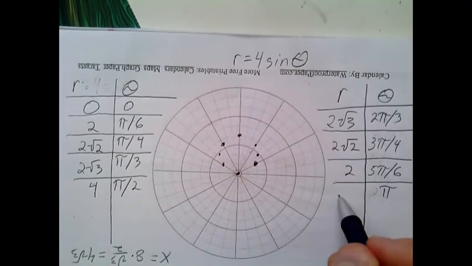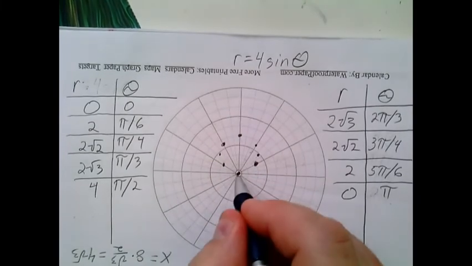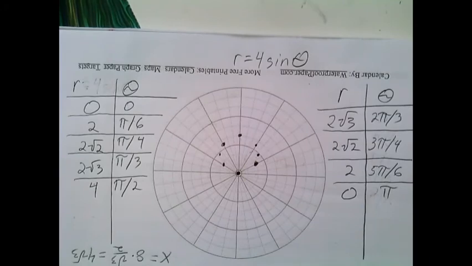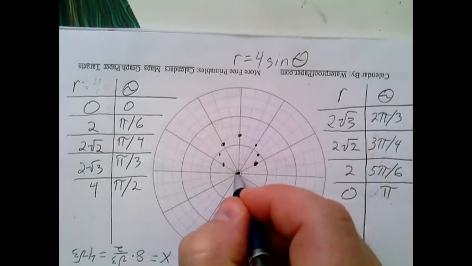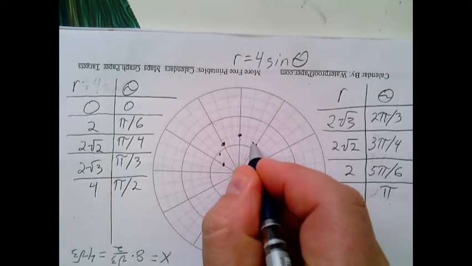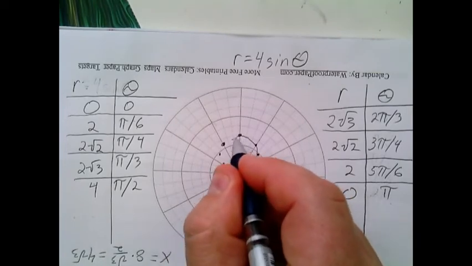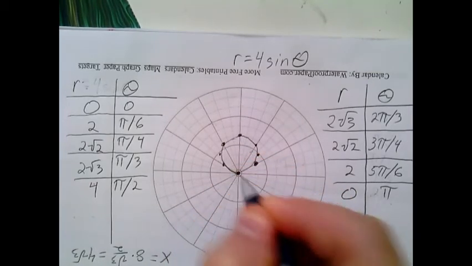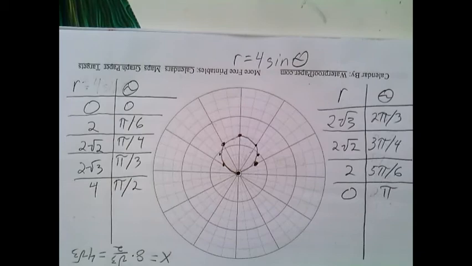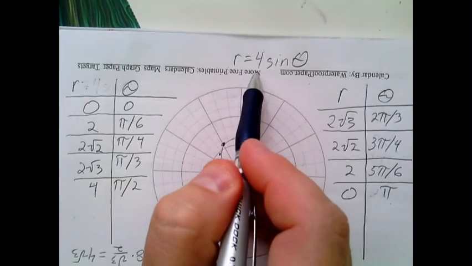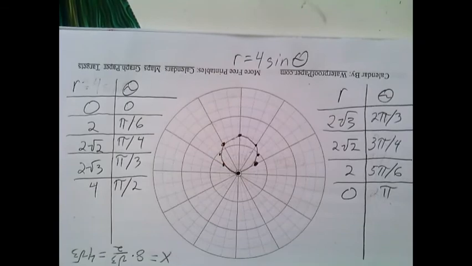And when I plug pi in, I'm going to get 0 again. So I'm back to the origin. I've completed the loop. And what I've drawn looks a lot like a circle. In fact, we can show that it is a circle by converting this equation from polar form to rectangular form.